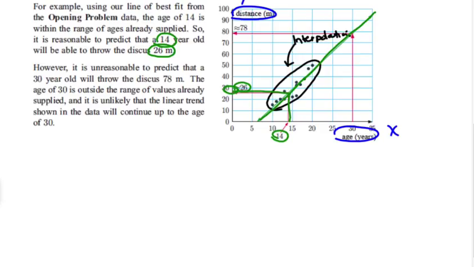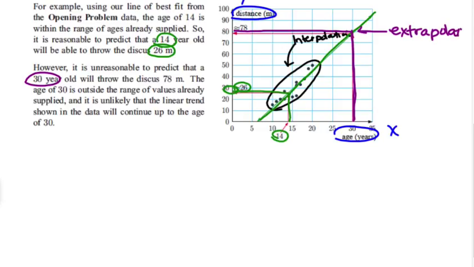All right, now let's go to the second question. We now have a 30-year-old. For this 30-year-old, we want to make the prediction, and we go across, and it's about 78. Notice that this green line is outside our data points. This is an extrapolation question.